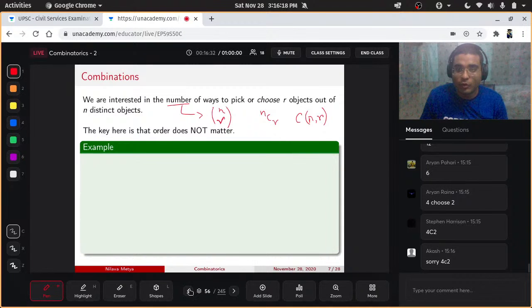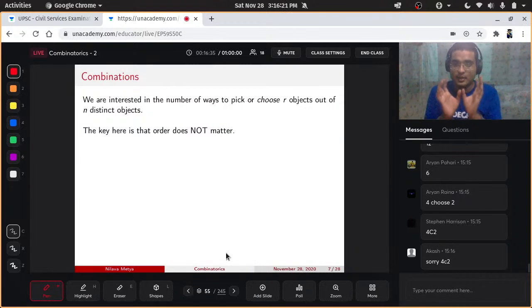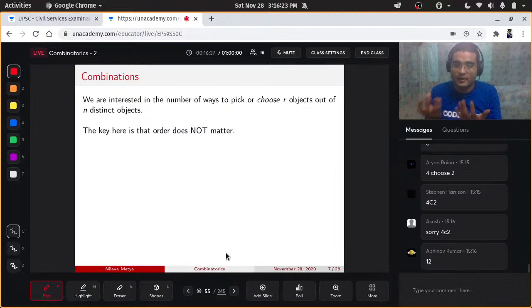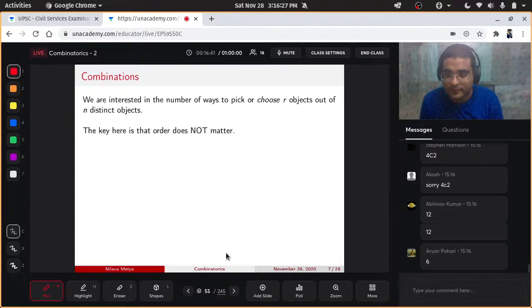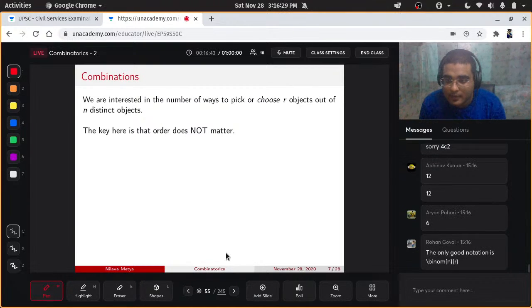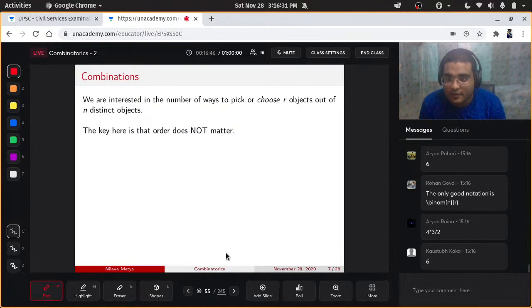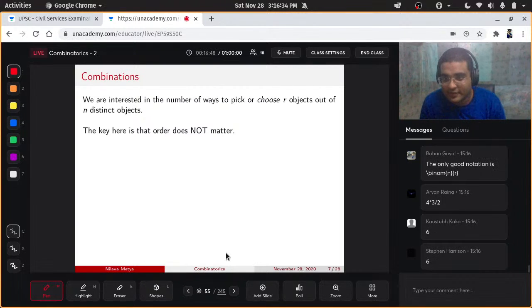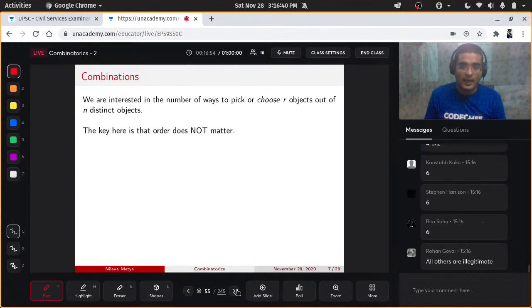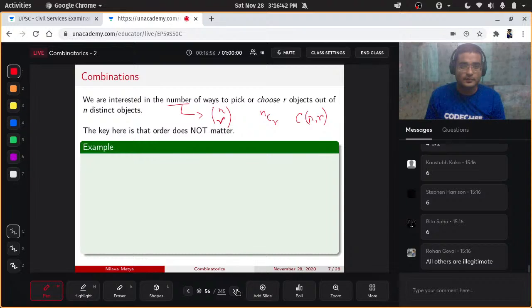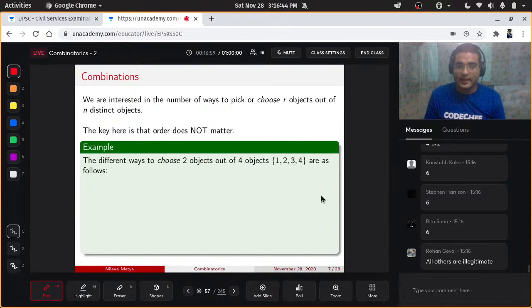But what is the exact number? I'm asking you to give me a number from 1 to 100 or something like that. Someone says 12, someone says 6. Someone says 4 into 3 by 2, which evaluates to 6. The answer is actually 6. So let's see why it is actually 6.